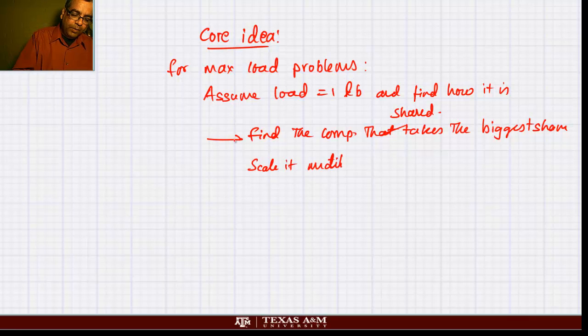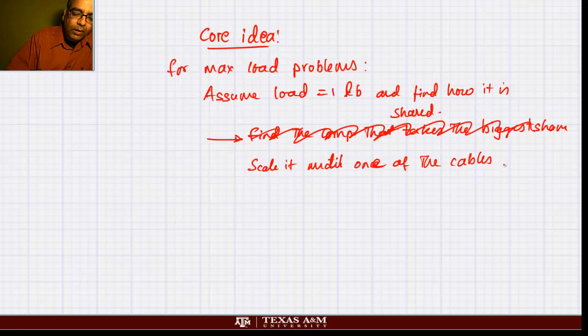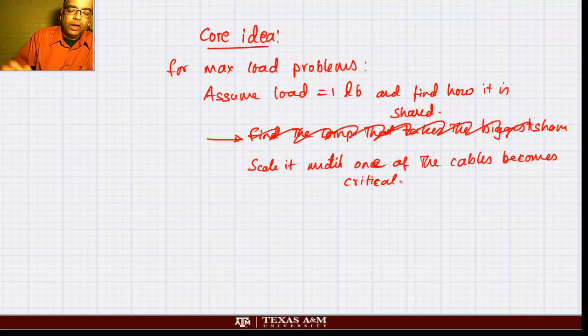in fact this step depends. So if, for example, there's a particularly weak cable, even though it's not taking the biggest share, it may fail. So let us not really write it this way. We'll say scale it until one of the cables becomes critical. May not necessarily be the cable with the biggest share. It may be a cable which is the weakest. Okay? Thank you very much.